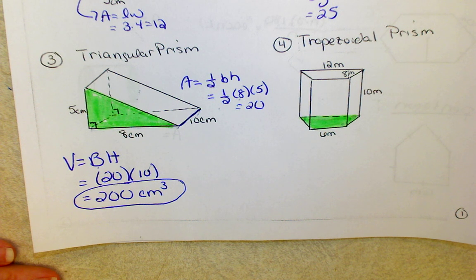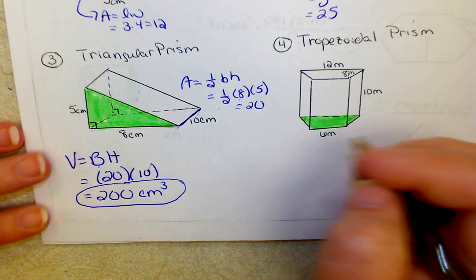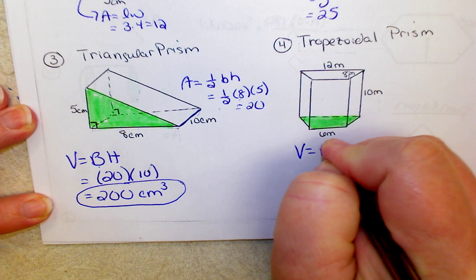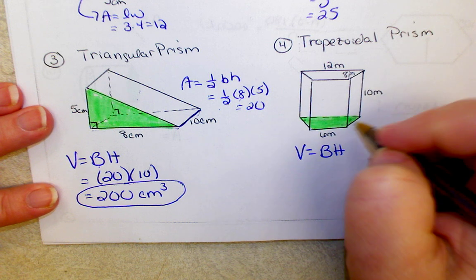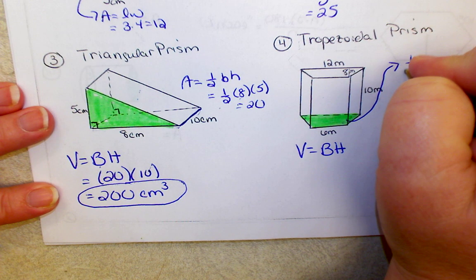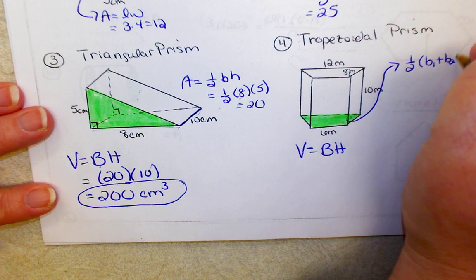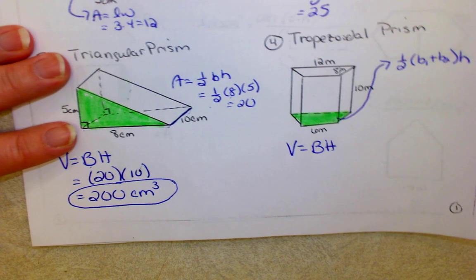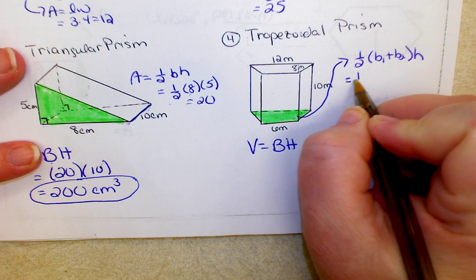All right, for number 4, we've got a trapezoidal prism, because the shape of the base is a trapezoid. So once again, the volume is going to be the area of the base times the height. But let's find the area of the base. So to find the area of a trapezoid, it's equal to 1/2 the sum of the bases times the height of the trapezoid. So right here we're going to say 1/2.